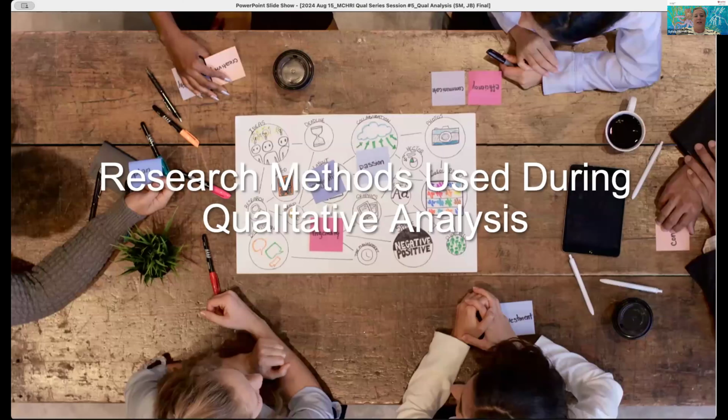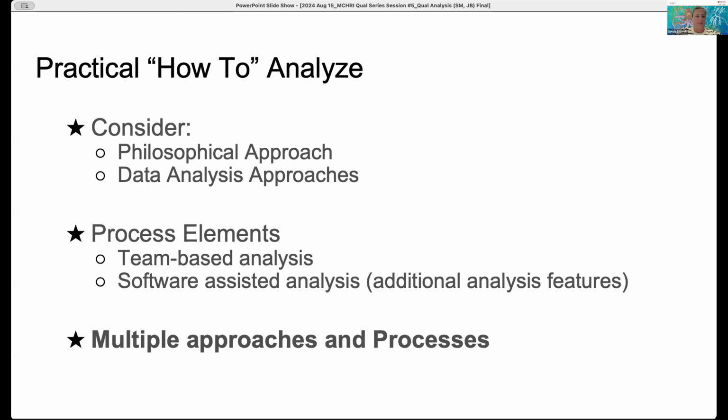So there are multiple research methods that you may use during your qualitative analysis process. There are some practical ways to think about, how do we analyze our qualitative data? Some considerations are, what is your philosophical approach? How do you approach your data analysis? And that's something that we'll be talking about in the next few slides.